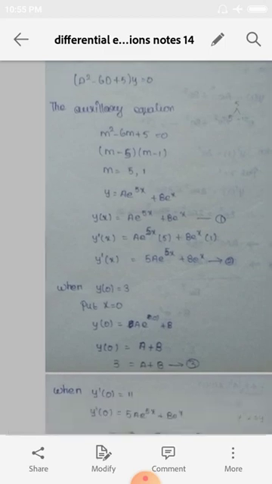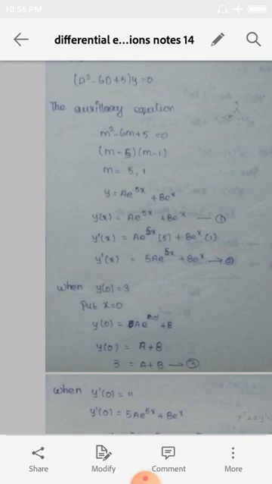So y'(x) is just differentiation. We get a e^(5x) times 5 plus b e^x. So y'(x) is 5a e^(5x) + b e^x. Okay. This is y(x) and y'(x). What is the condition given? The first condition is y(0) = 3. So put x = 0 in equation number 1.